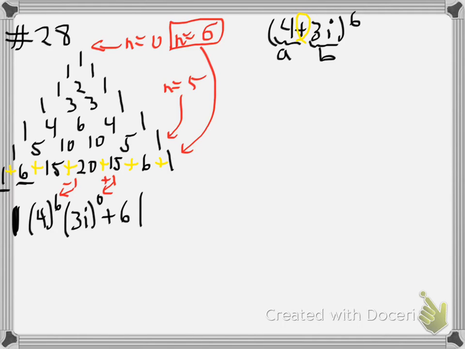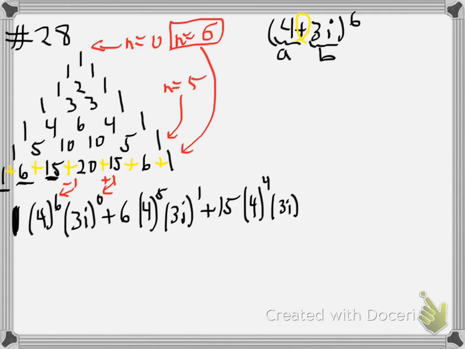Okay, so I'm going to do that now. That's going to be 6 times 4 to the 5th, 3i to the 1st. Now we're going to do the 15 here. So now we're going to go plus 15, 4 to the 4th, and 3i squared. Now we're going to do the 20. 4 to the 5th, 3i to the 3rd.